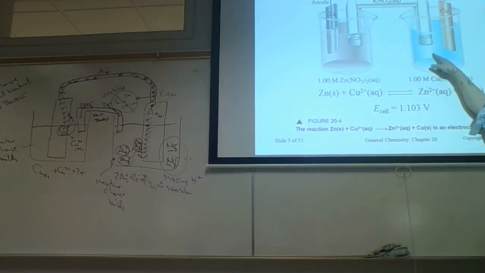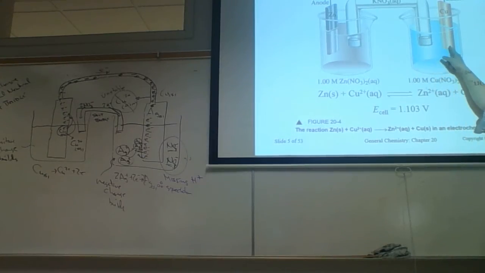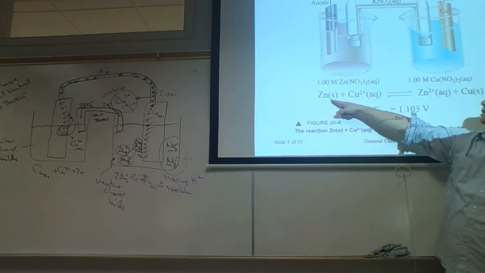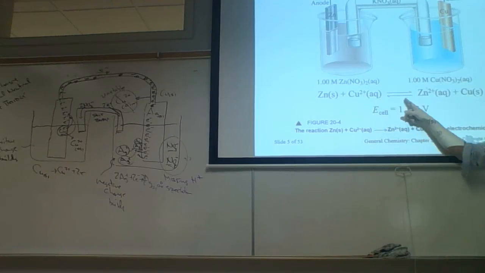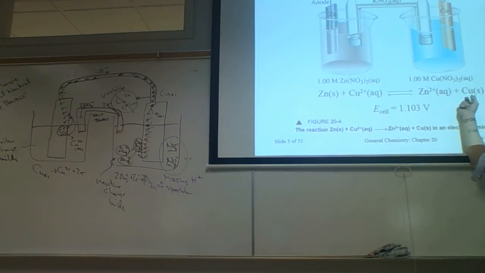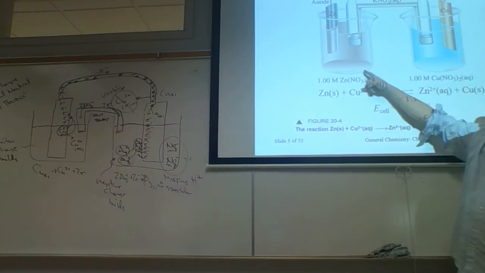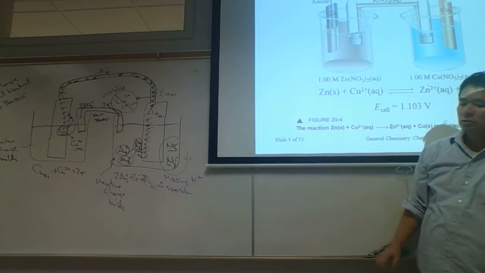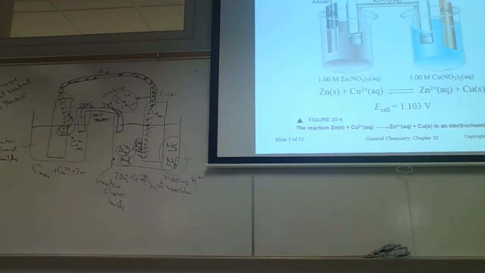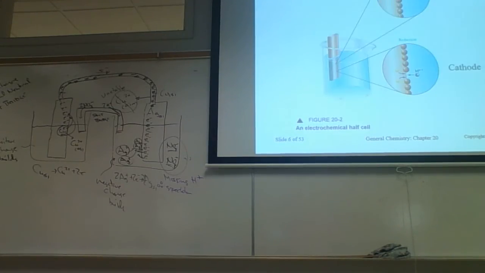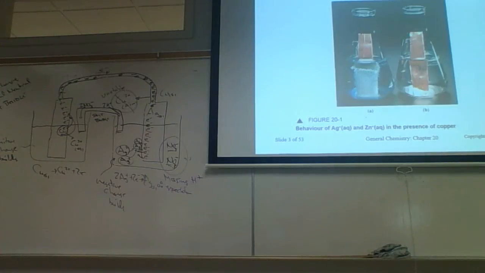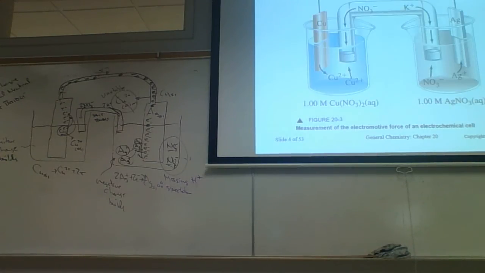Over here, the copper 2 is going to plate on this electrode. And so the net reaction here is the zinc is oxidized with copper 2 to produce Zn2+ and copper metal. The copper metal is going to grow. So this electrode is going to grow heavier. This electrode is going to shrink due to being corroded away. All right.